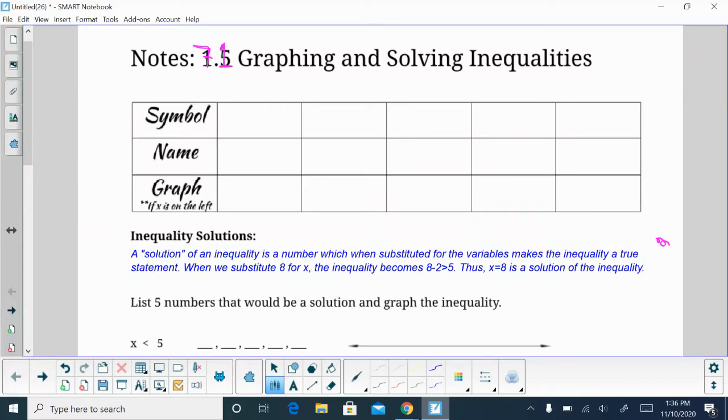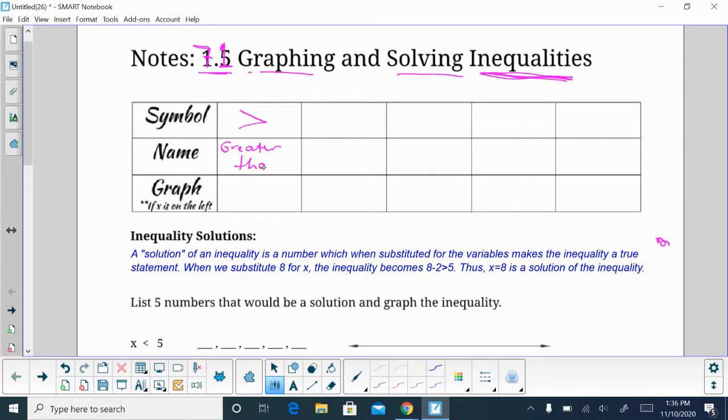Hi there, we are working on 7.1, graphing and solving inequalities. So a little different than what we've been working on in the last unit. But let's start out with our symbols. So first off, we have the symbol right here, and we call that greater than.